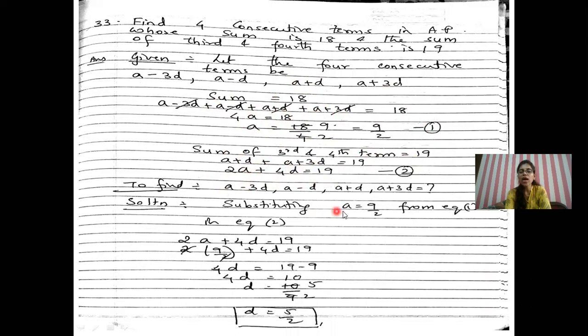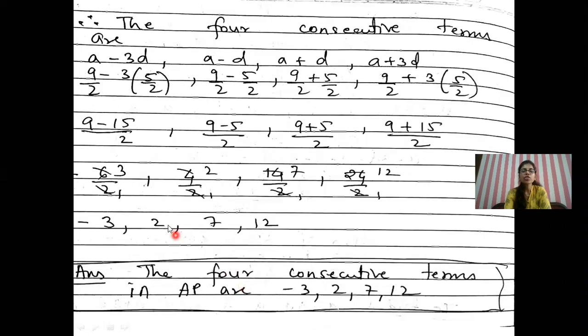After that, you are told to find these 4 consecutive terms. So what you are going to do is substitute the value of a in the second equation, and you get the value of d. After that, you substitute the value of a and the value of d in these assumed terms, and you get it as minus 3, 2, 7 and 12.